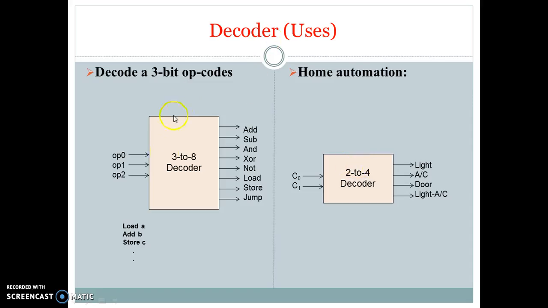In the decoder, take 3-bit opcodes. A 3-bit opcode means opcode 0, opcode 1 and opcode 2. So it can be converted by a 3 to 8 decoder, where 8 is the output side and opcode 0, 1, 2 is the input side. Addition, subtraction, XOR, NOT, store and jump are handled by the 8 decoder. For example, in a home automation system, a 2 to 4 decoder controls the light, AC and door systems, which is similar to the 3 to 8 decoder system.